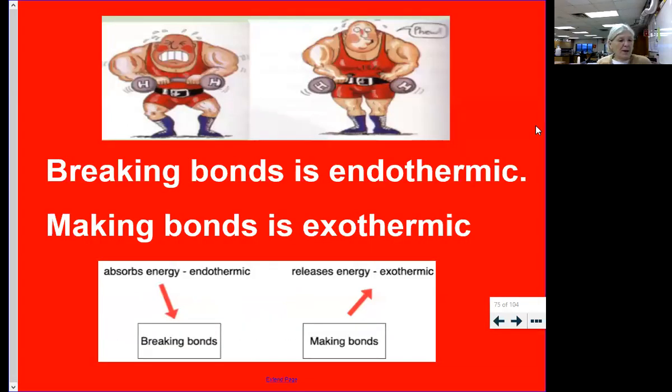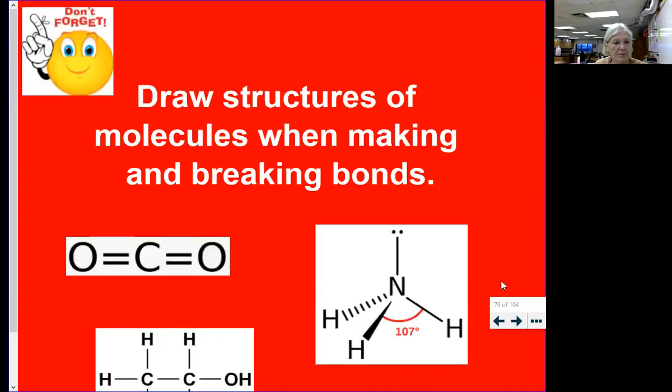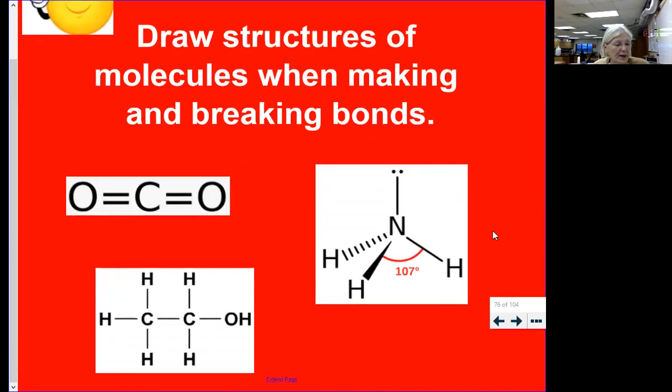Red slide. You need to understand that breaking bonds is endothermic and making bonds is exothermic. You have to put energy in to break the bond, and you get energy given off when a bond is made. Next, red slide. Draw these structural formulas. If you want to see what bonds you're breaking, it's best to look at the molecules and see that you have double bonds sometimes, single bonds sometimes.